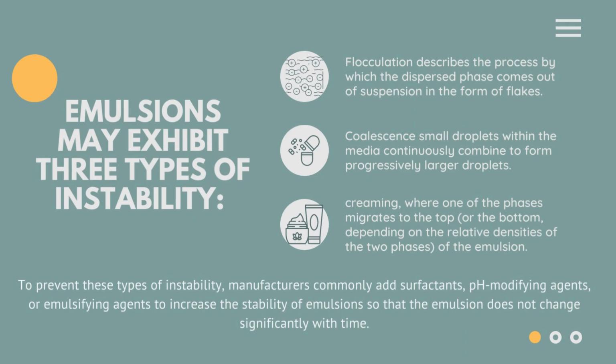Manufacturers commonly add surfactants, pH modifying agents, or emulsifying agents to increase the stability of the emulsion and prevent the previous instabilities and prevent any significant changes with time.